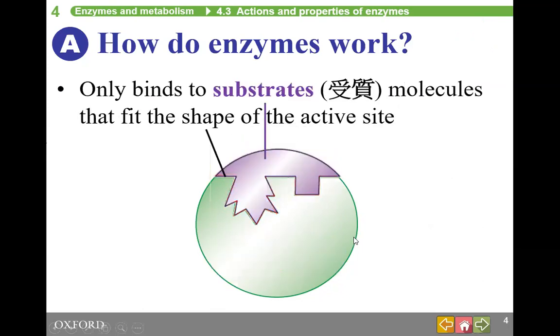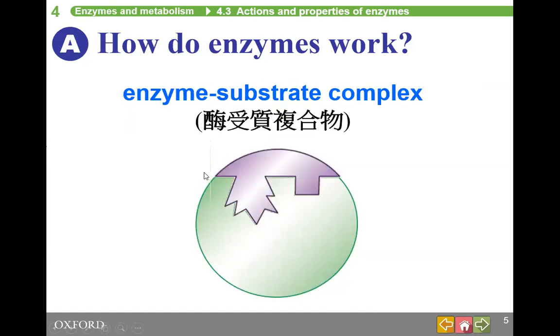OK, and the active sites can only allow the substrate of the same shape. Okay, or the substrate molecules that can fit the shape of the active site can bind to the enzyme. OK，呢一個 active site 活性部位，就只能夠容許啱形狀嘅 substrate 或者我哋叫做 reactants 先至可以黐到埋佢。OK，唔啱形狀就黐唔到嘅。Okay, after the substrate binds to the active site of the enzymes, it will form the enzyme substrate complex.